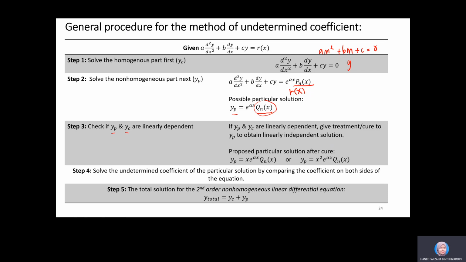And after you have made sure that yp and yc are linearly independent, then we want to solve for the undetermined coefficient for the particular solution only by comparing the coefficients on both sides of the equation. That's why this method is called the method of undetermined coefficient, because we need to determine the coefficient. And finally, the total solution for the second order ODE is a combination of yc and yp. Then only your job is done.